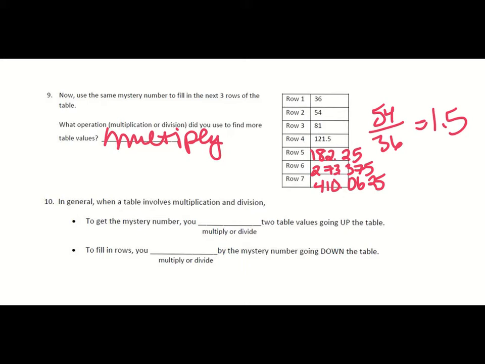And then in general, when you're using tables with multiplication and division, when you're going up your table, going backwards, you're going to divide. And when you're going down your table, you're going to multiply.